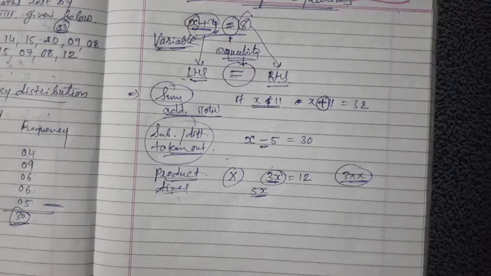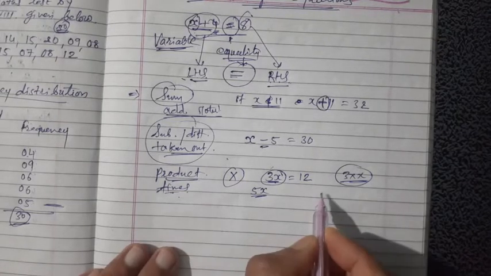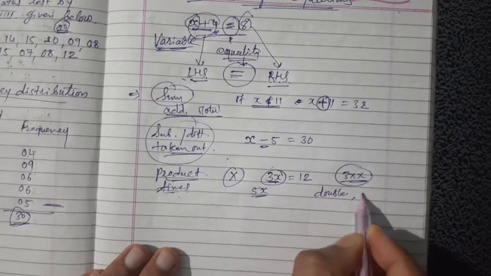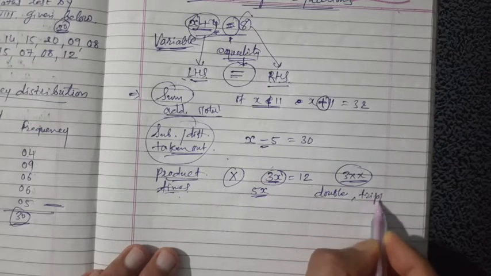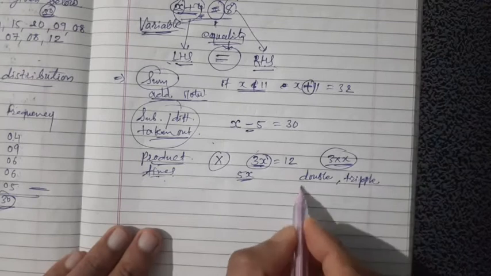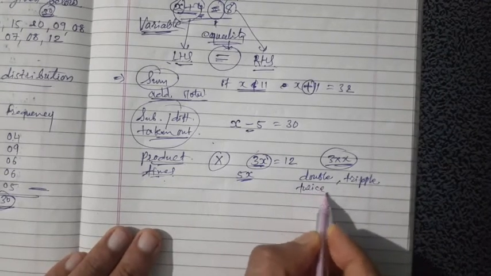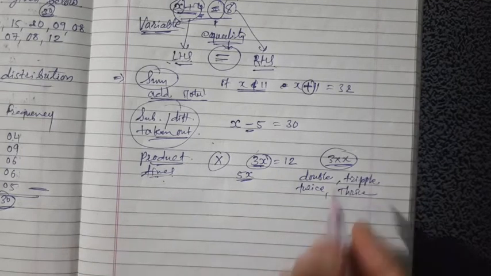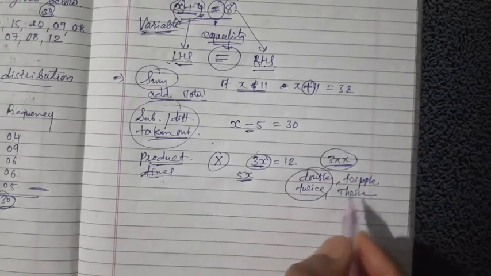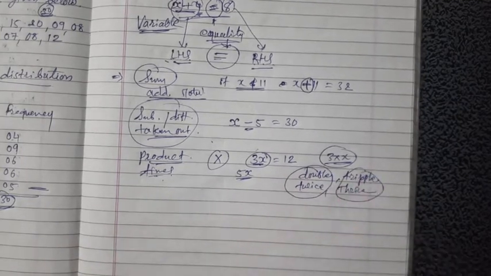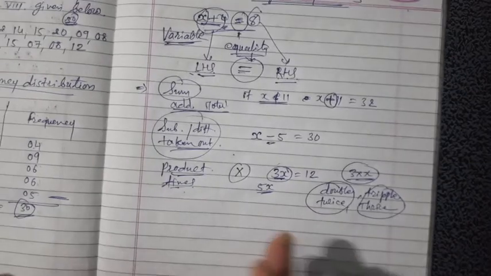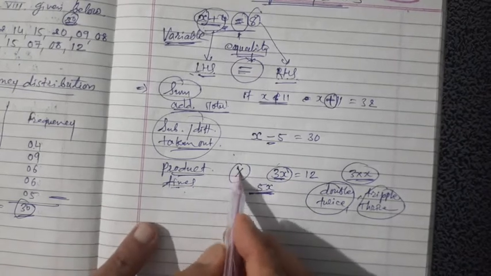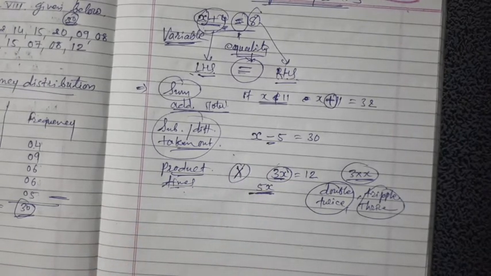Okay, some special words are also there, like double, triple, twice, thrice. Okay, double and twice mean 2 times, triple and thrice mean 3 times. Otherwise 4 times, 5 times. At that time you just take the multiplication of those two numbers.